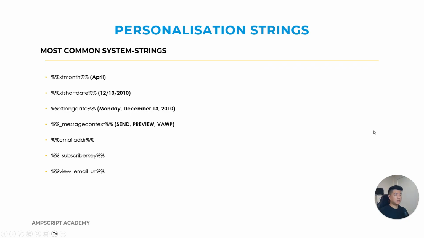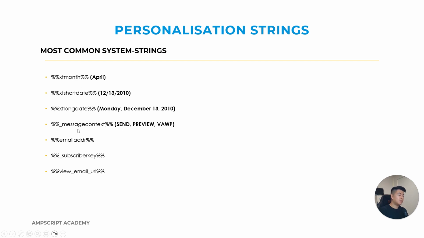Okay, so the next one here is, so these are probably the most common system strings. I didn't show you how the system strings work in the tool, but we can do that in a bit. So here, you can use month, short date, long date, message context, email, subscribe key, and view email URL. Really, honestly, from my experience, I have rarely used the system strings. The most common ones are probably these dates here.